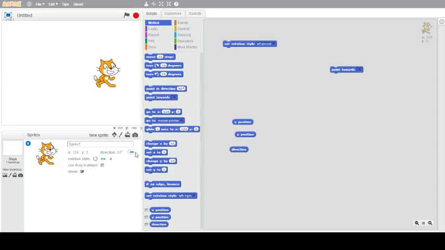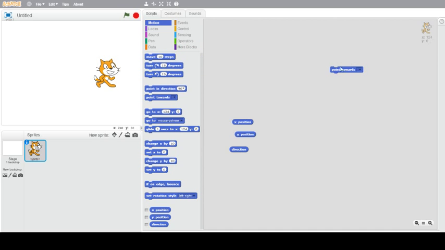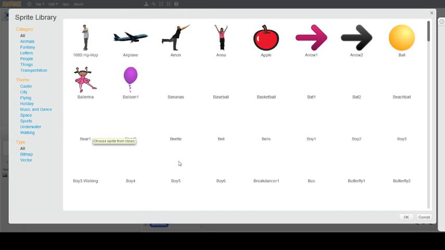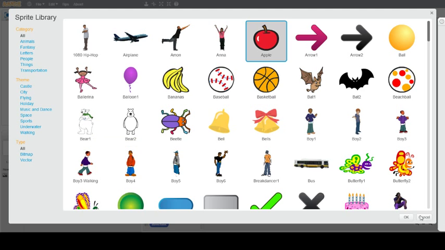So this is back to 90, hold on. Okay. So that's that rotation style. Point towards. Point towards is an interesting thing. Point towards mouse pointer. But there's no other spread. You can do this with several things, like, I'm just going to import apple.